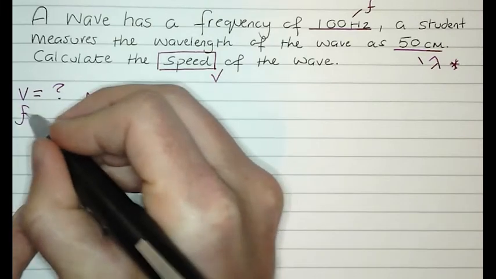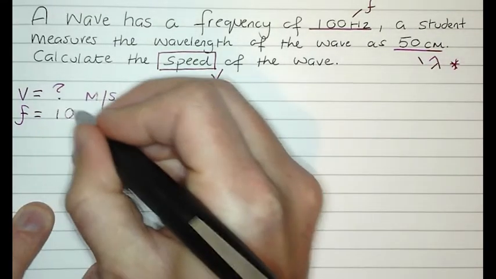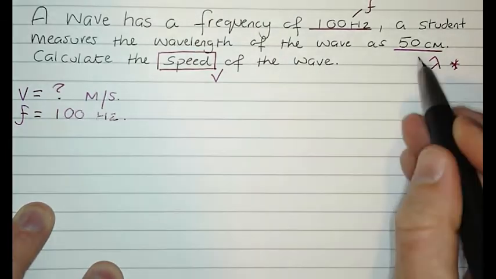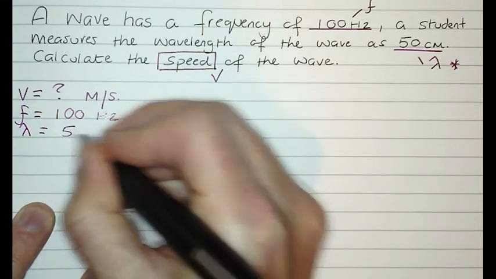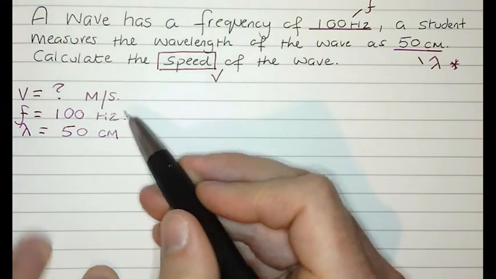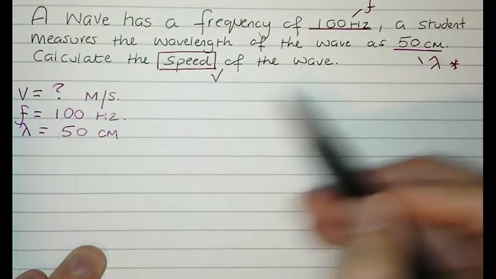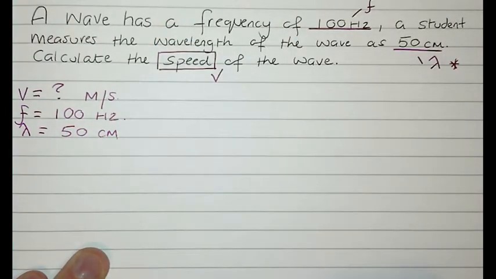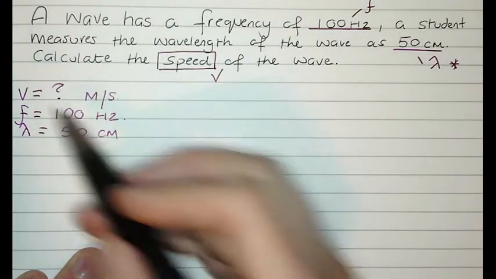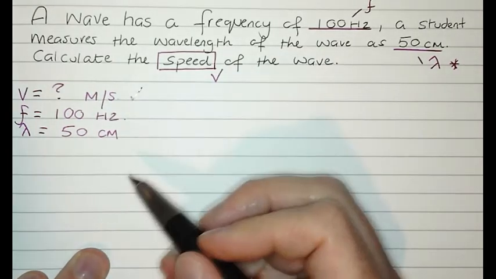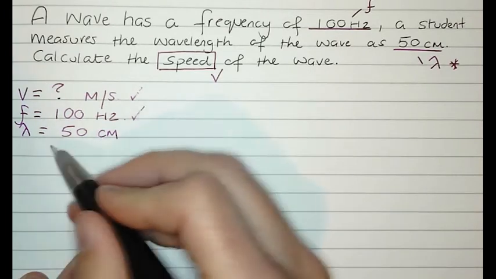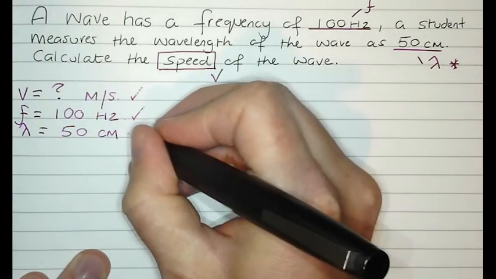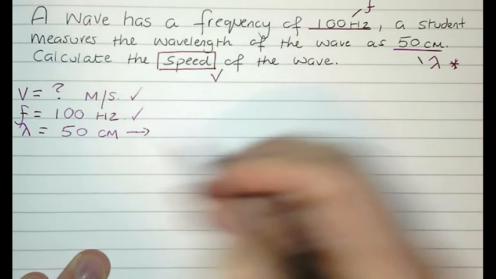Frequency, that is 100 hertz, and the wavelength was measured at 50 centimeters. And this is why it's so important to write these units so that we can check them. So now we've got everything listed down. We can ignore the question really because everything's here now. Let's convert. So let's check the units. Meters per second, that one's right. Hertz for frequency, that's right. Centimeters for wavelength, that is not right. That needs to be converted to meters.